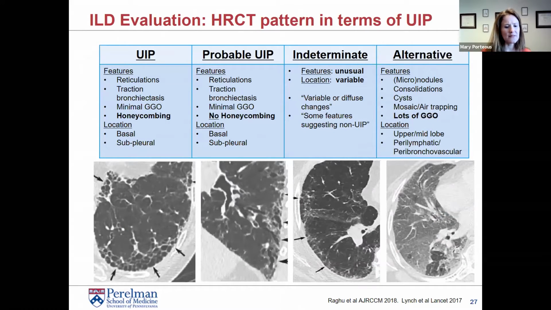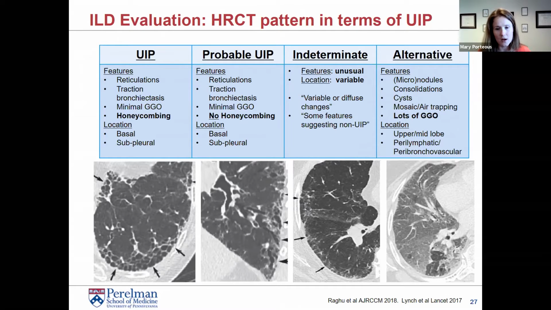So the way ATS boils this down is, when we're looking at the high resolution CT, we put them into one of four buckets, in terms of how likely this is a UIP pattern. And UIP, or usual interstitial pneumonia, is the pathologic and radiographic description that's associated with many diseases, but more specifically idiopathic pulmonary fibrosis.